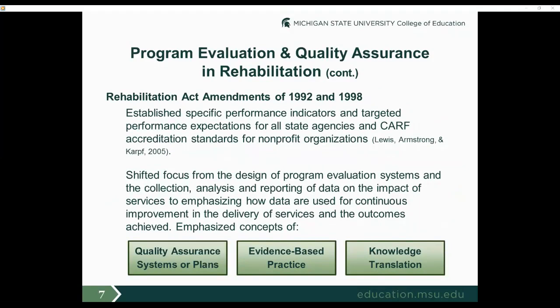In addition, CARF also moved ahead in the nonprofit arena with their requirements for PE, making sure that all those accreditation standards related to that are met before accreditation is provided. We shifted the focus from the design of the programs in relation to collection of data, analysis and reporting, to the impact these data have on providing services in relation to continuous improvement. And as you can see at the bottom of that slide, we have quality assurance systems or plans, evidence-based practice, and knowledge translation as all integral aspects of both PE and QA.